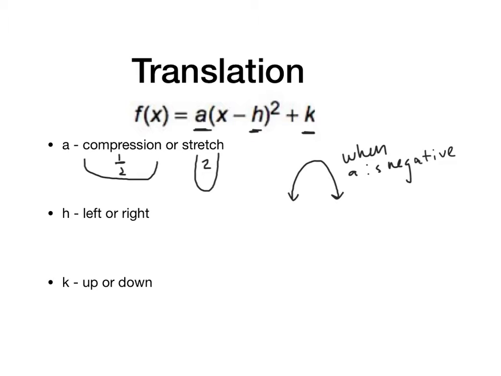So the h, which is always going to be inside the parentheses, is going to determine whether it's going to move left or right. So the number that's inside the parentheses is going to determine left or right. And the number that's outside of the parentheses, the k, will determine whether it's going to go up or down.